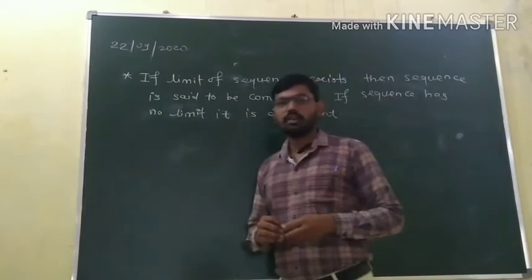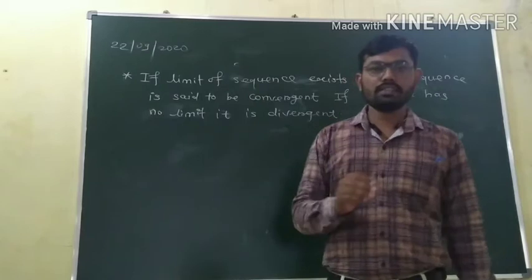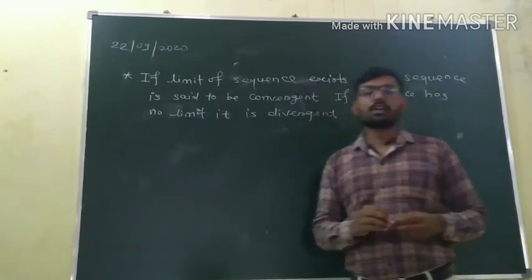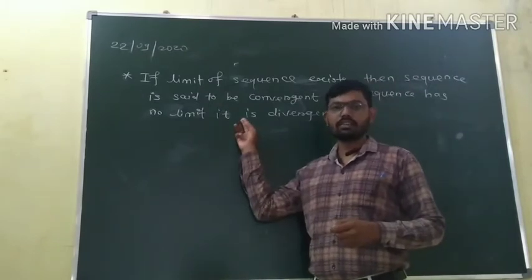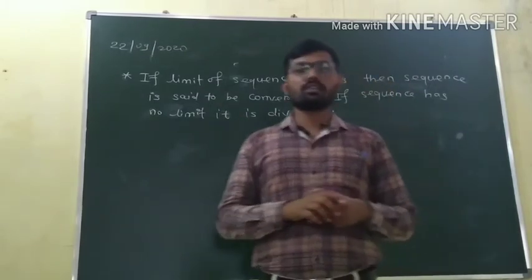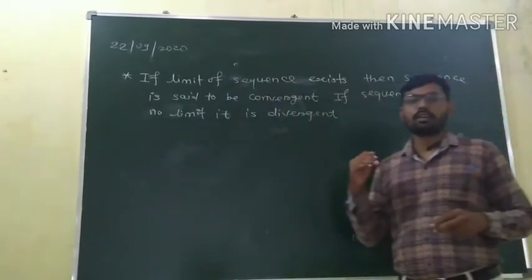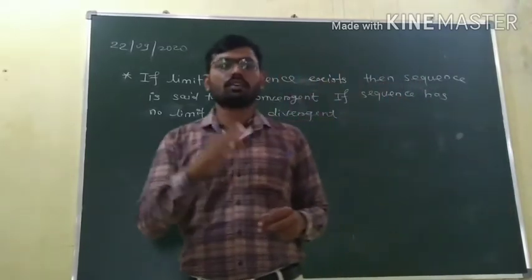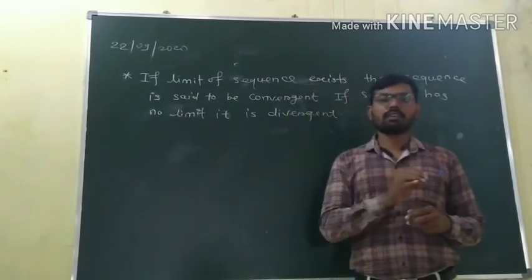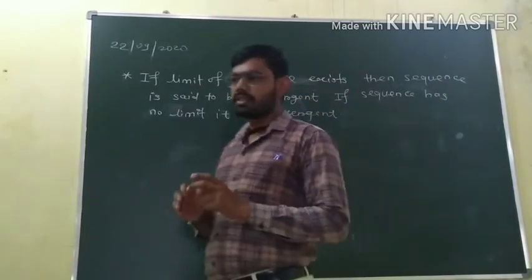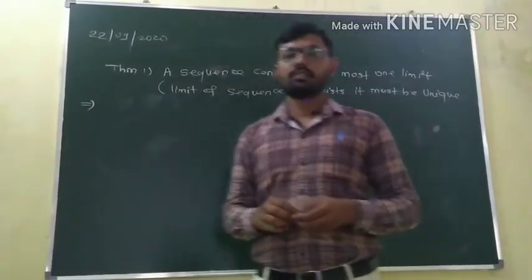Now here is one definition: if the limit of a sequence exists, then the sequence is said to be convergent, and if the limit of a sequence does not exist, then the sequence is said to be divergent. So a sequence is convergent or divergent depending on whether its limit exists or not. Now we will see one important theorem.